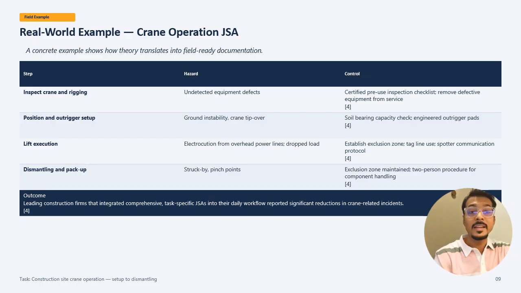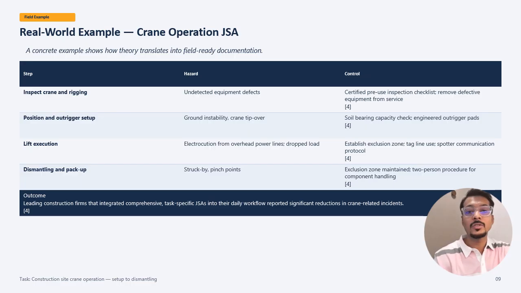Next is a real-world example: crane operations. We'll go by step, hazard, and control. One, the step: inspection of crane and rigging. The hazard is undetected equipment defects. The control is a certified pre-use inspection checklist and removing defective equipment from service. Position and outrigger setup: the hazards are ground instability and crane tip-over. The controls are soil bearing capacity checks and engineered outrigger pads.